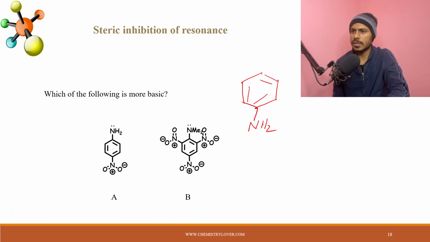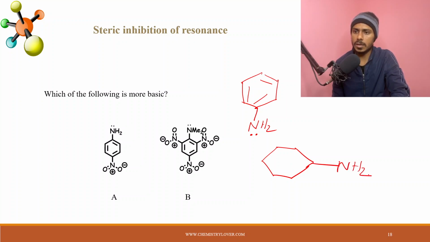This is the aniline, and aniline is basic, but it is only slightly basic. It is not as basic as its counterpart, like an aliphatic amine. Let's say you have this aliphatic amine. It is much more basic, but aniline is much less basic. Why? Because the nitrogen lone pair is delocalized into the aromatic ring, and that's why its basicity is lower. The lone pair is not available for the proton.